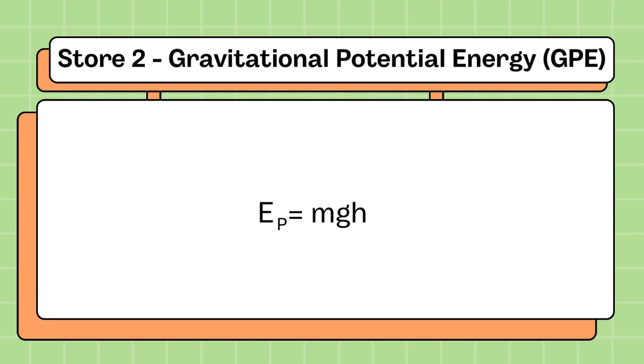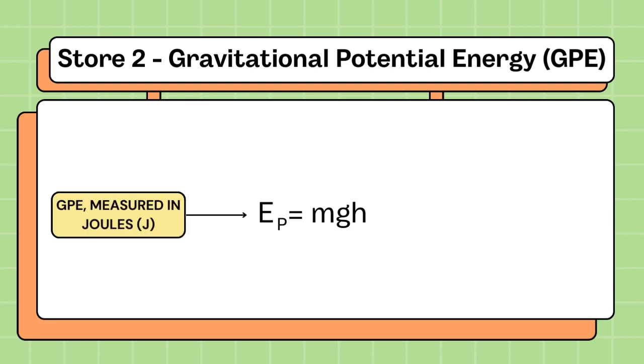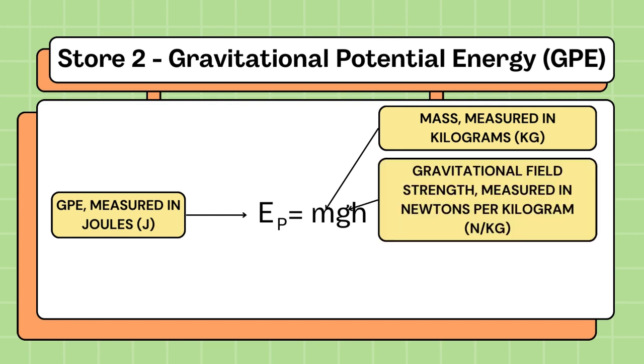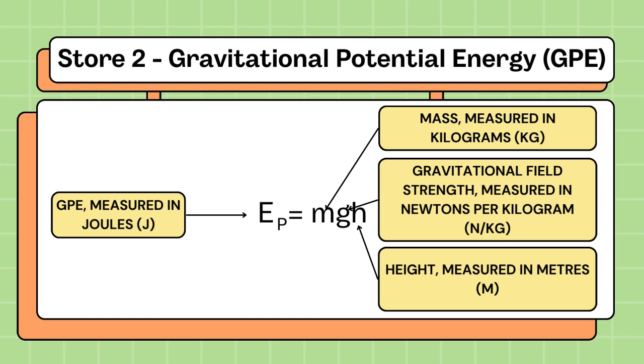We calculate GPE using the equation EP equals mgh, where EP is the gravitational potential energy measured in joules, m is the mass measured in kilograms kg or grams g, g is the gravitational field strength measured in newtons per kilogram, N/kg, and finally h is the height measured in meters.